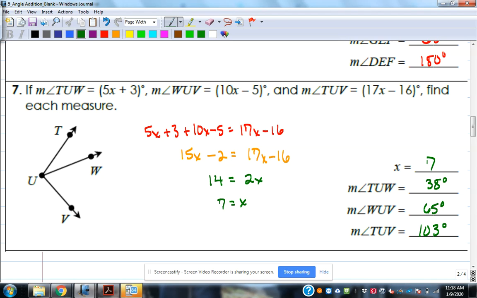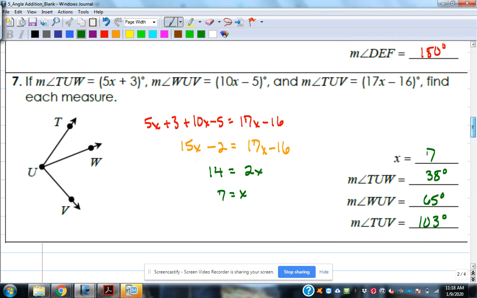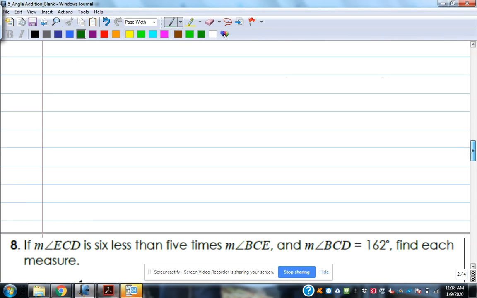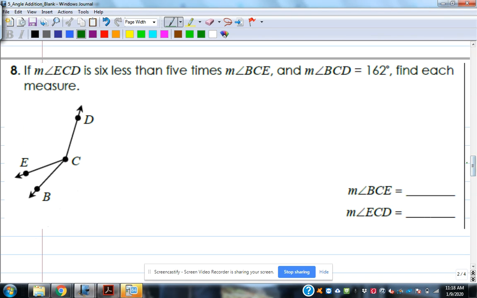What's the check to make sure that that's right? Add the two smaller angles together, make sure they equal 103. If they don't, something went horribly wrong. So be careful of that. It's really, really easy to make simple math mistakes when the math is so simple for you.